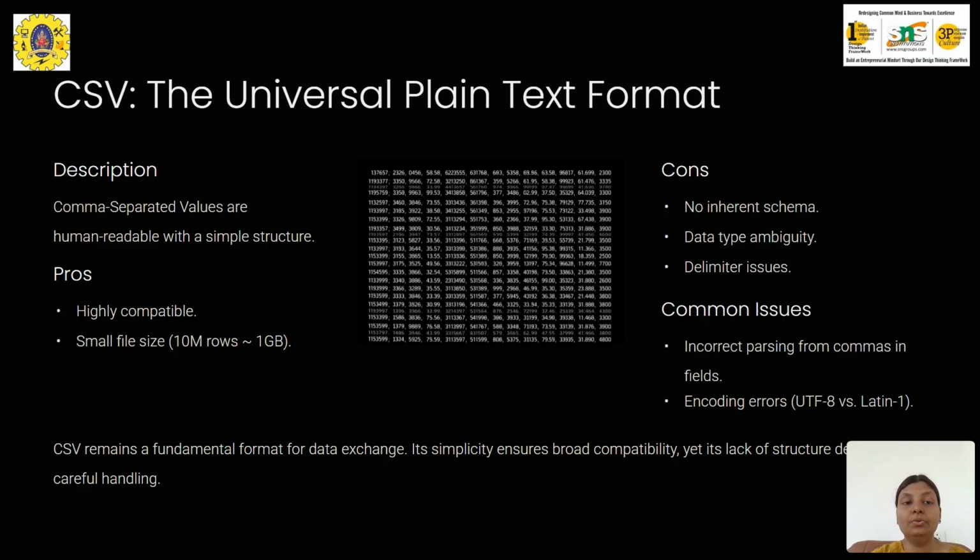Comma separated value files, the universal plain text format. Comma separated values are human readable with a simple structure. The pros are high compatibility and small file size. The cons are no inherent schema, data type ambiguity, and delimiter issues. Common issues are incorrect parsing from commas in fields and encoding errors.